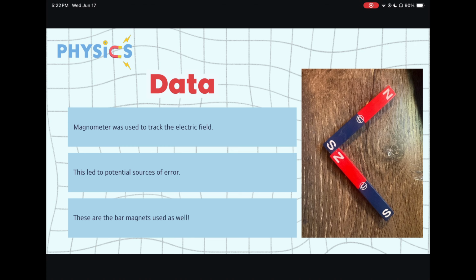And then these were the bar magnets that I used, so the cheapest that I could find off of Amazon. So that was also a potential source of error.